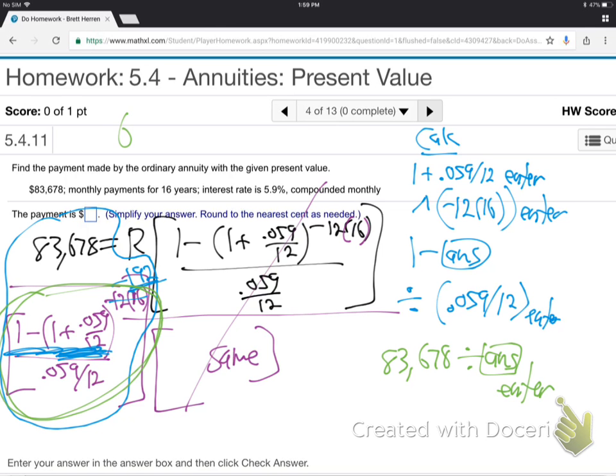I'm getting 674.42. Those are the payments that must be made every month to reduce that pile. That was a present pile. To reduce that pile, 674.42. Is that coming out?